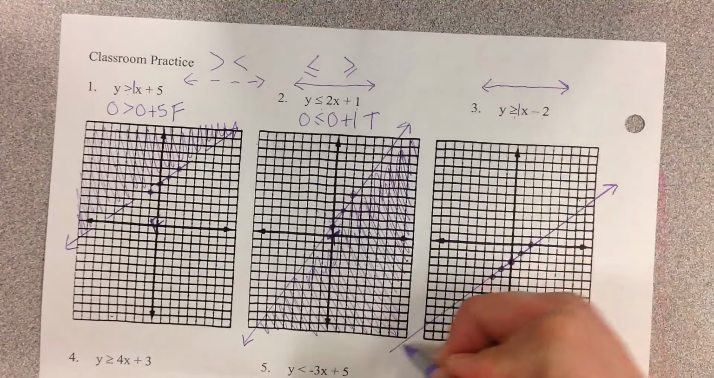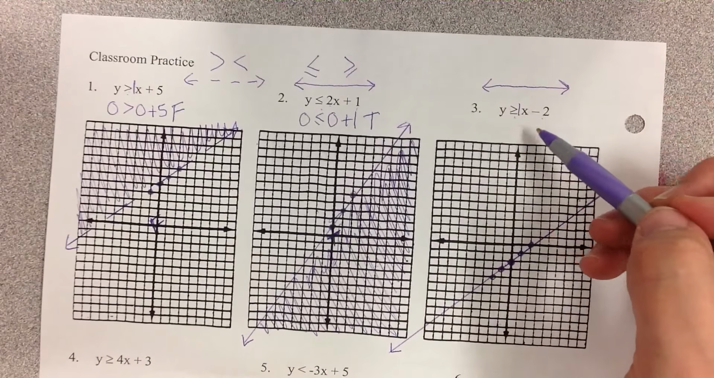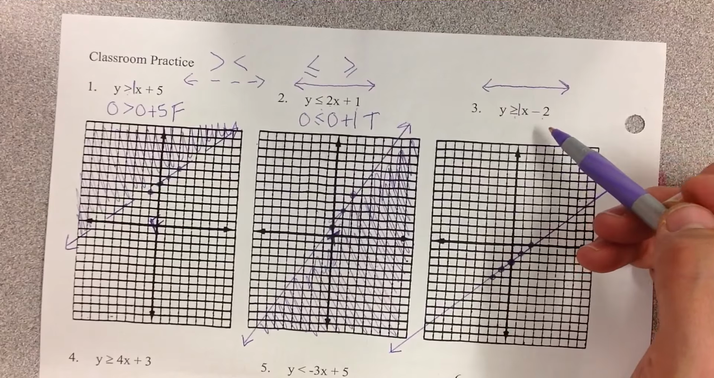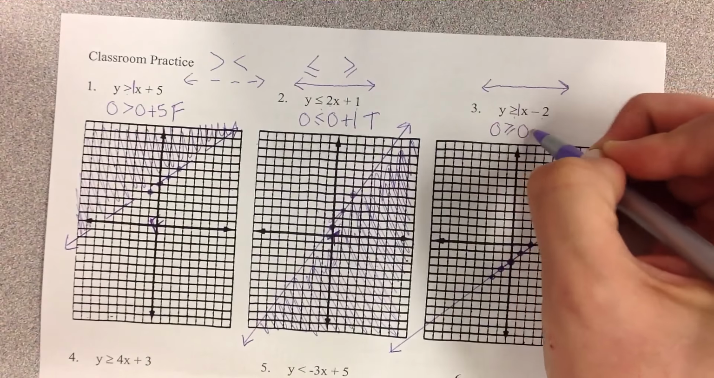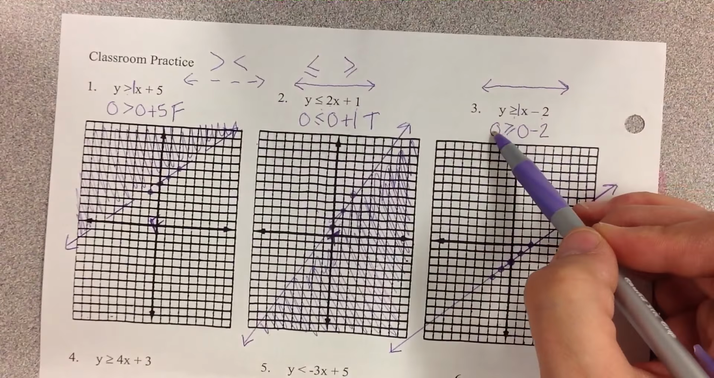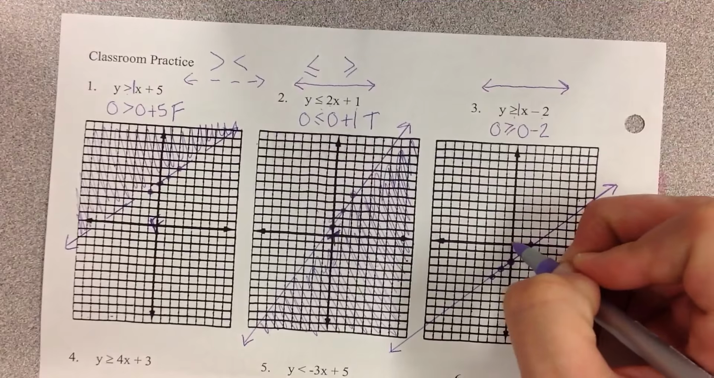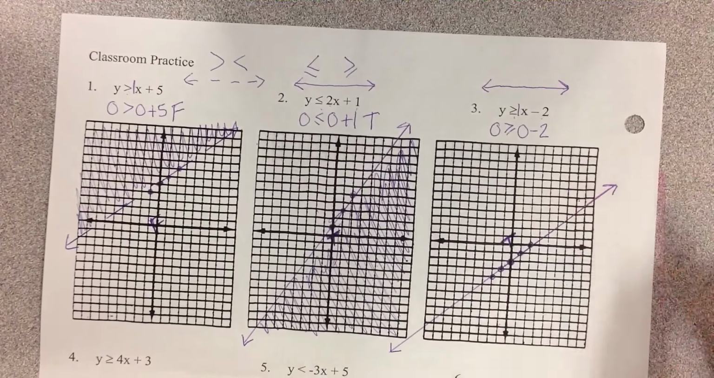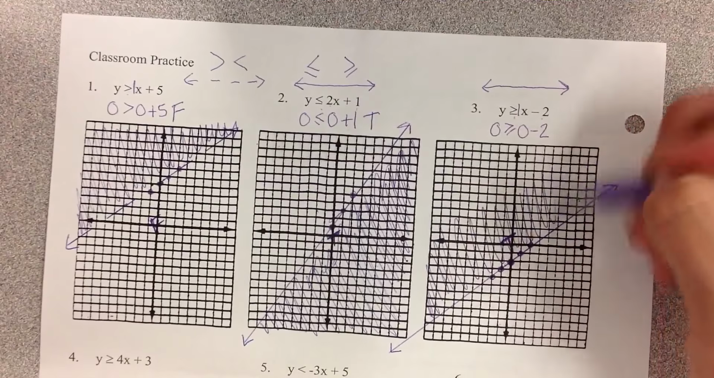0, 0 is not on the line, so we can use that as our test point on which side is true and which side is false. So 0 is greater than or equal to 0 minus 2. So is 0 bigger than -2? Well, yes, it is. So this 0, 0 is true, and you always shade the truth.